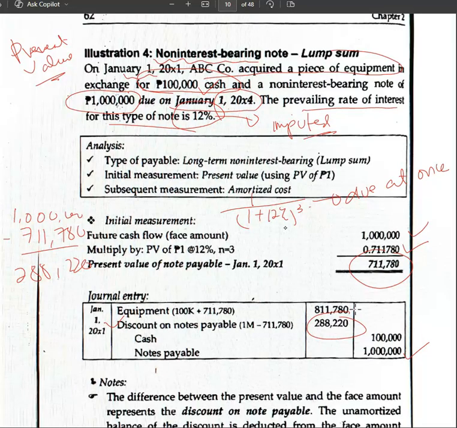In the presentation, for the statement of financial position, the notes payable is 1M. Then you have to less your discount. The discount na magkano yun? 288,220. So that would give you on the presentation on the liability side the 711,780. So ganun yung mangyari sa presentation. Okay. Anyway, we are going to move on.